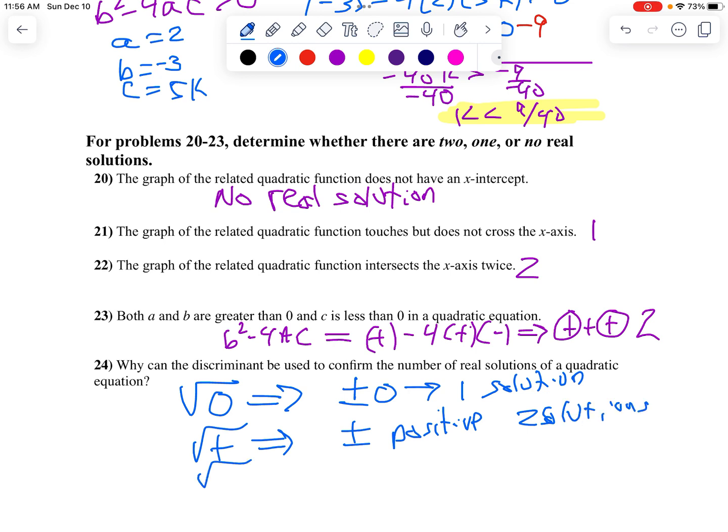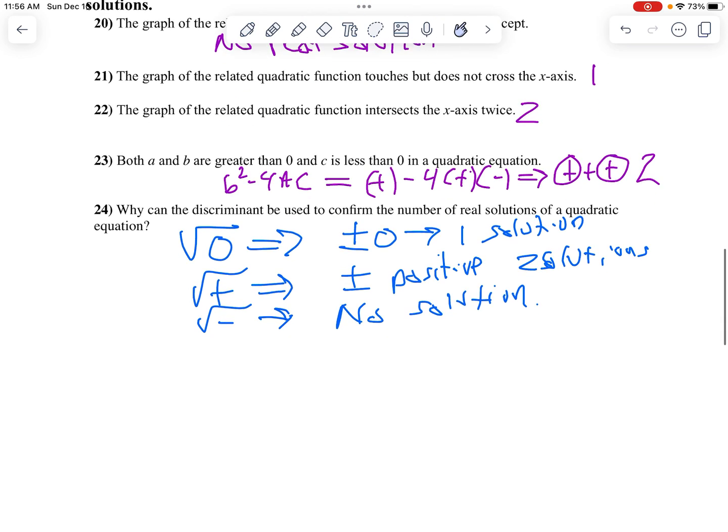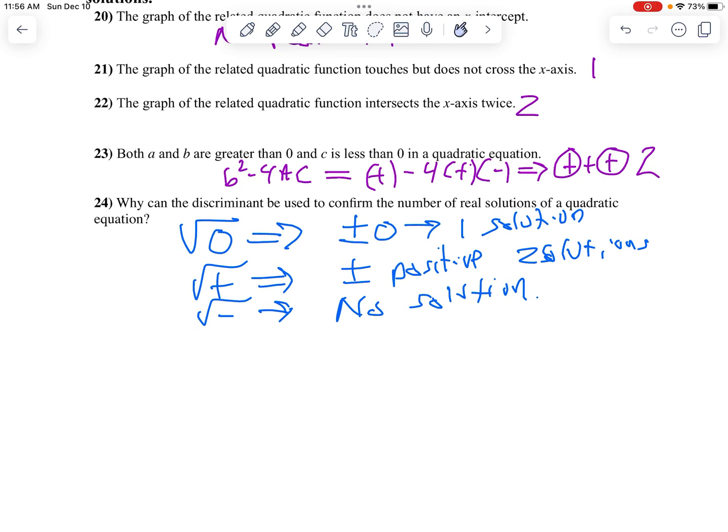And if we take the square root of a negative, well, the square root of a negative is no solution because you can't take the square root of a negative in Algebra 1. And there's your answer.